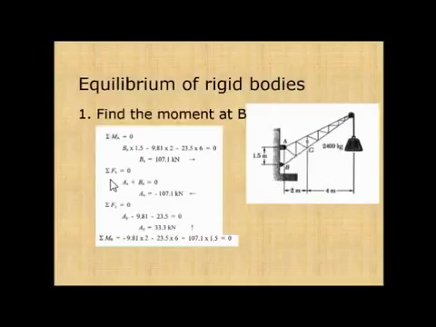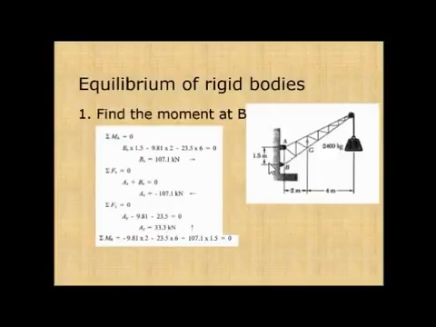Also in this case, the summation of forces along the x-axis is 0, so we make it Ax plus Bx equals 0. Forces along the y-axis should also be 0, so we make the equation Ay minus 9.81 minus 23.5 equals 0, which brings Ay equals 33.9 kilonewton.